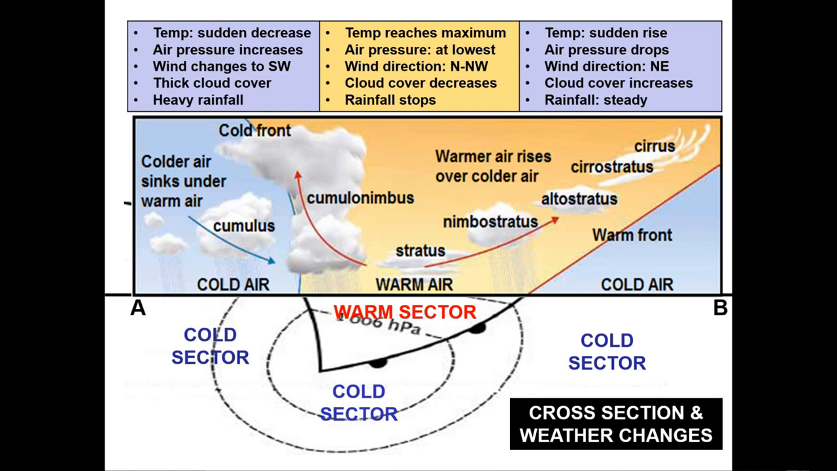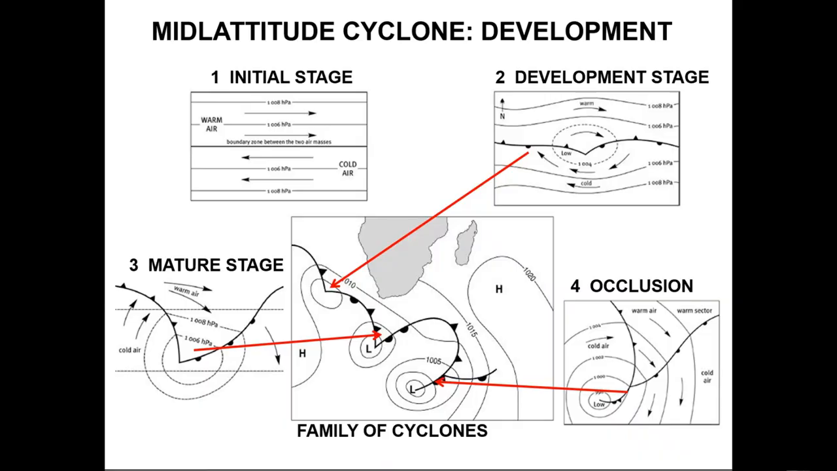First of all, which of these cold fronts will be the oldest, and which will be the youngest? Question number one: write down on your drawing where you will find the oldest cold front and where you will find the youngest cold front. The answer is that the oldest is always to the east. Why? Because mid-latitude cyclones start in the west and move to the east.